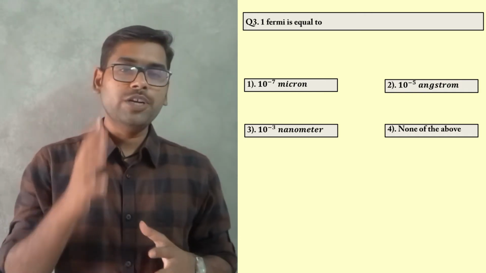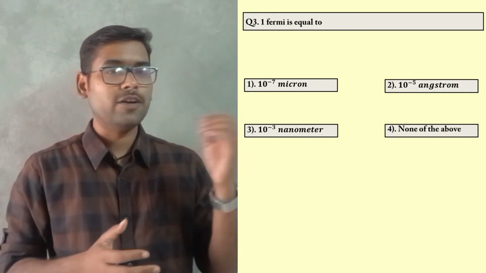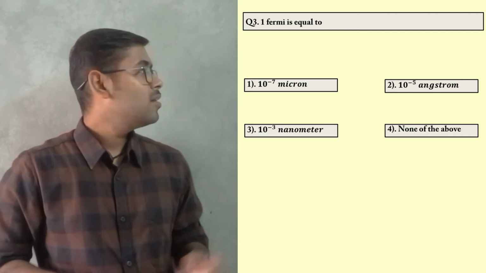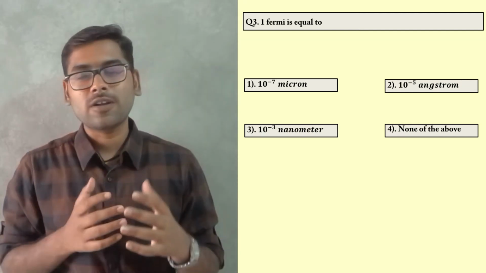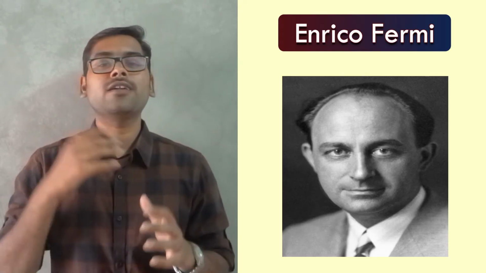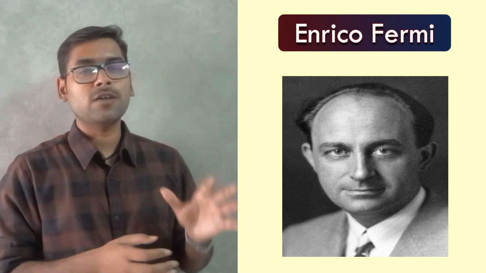Guys, Fermi is the unit of length which is used when we deal with atomic and nuclear phenomena, such a small unit of length. Guys, this unit Fermi is named in the honor of Italian physicist Enrico Fermi for his work in the field of atomic and nuclear physics. And he was the one who started the world's first nuclear reactor.